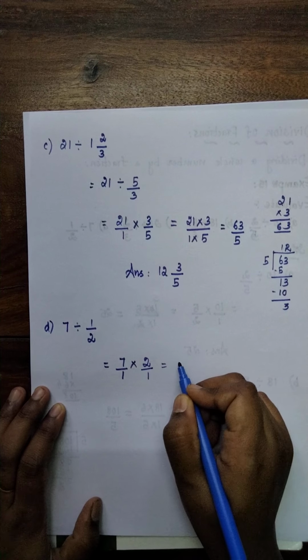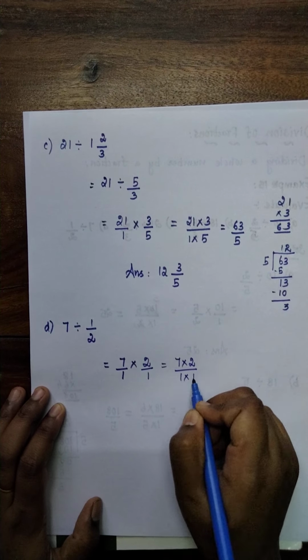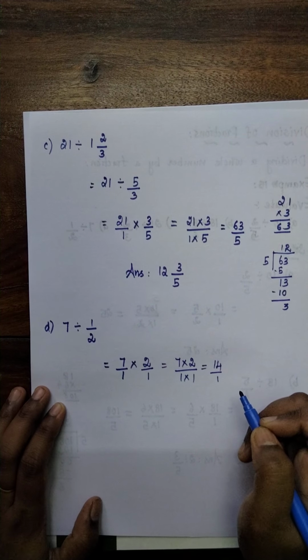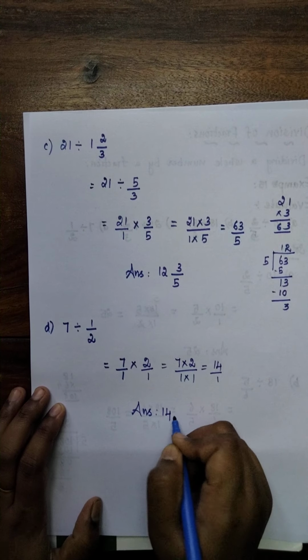Next multiply the numerators, 7 into 2, divided by 1 into 1. 7 2s are 14. 14 by 1 is nothing but 14. So our answer is 14. Understand?